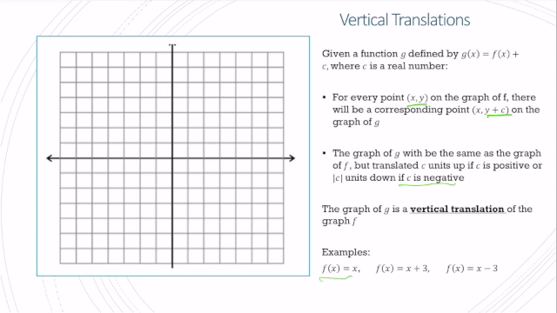So let's graph f of x equals x. So when x is 0, y is 0. When x is 1, y is 1. Here's my beautiful line, right? So this is very close to y equals x.